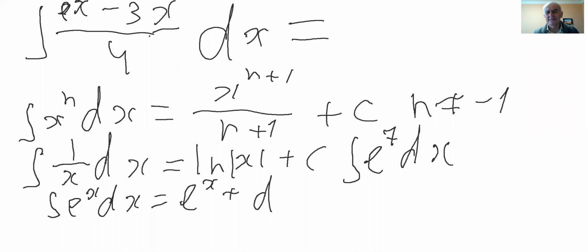Any idea? e to power 7 plus c. So you think it's e to power 7 plus c. Okay, any other idea? Okay, I have another question. What will be the derivative of 5 to power 4 dx?